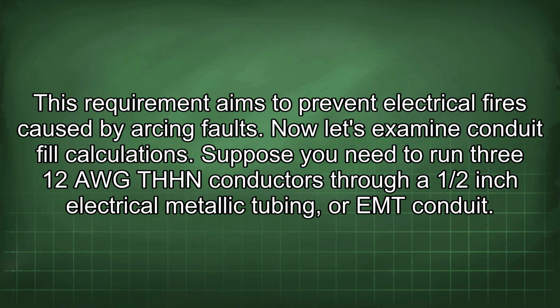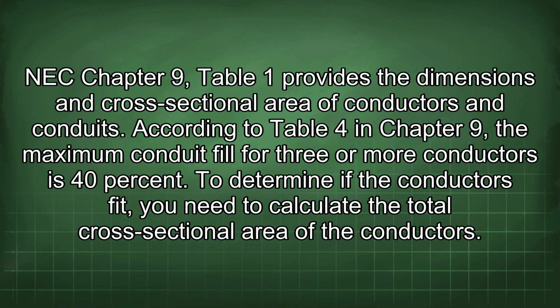Now let's examine conduit fill calculations. Suppose you need to run 3 12 AWG THHN conductors through a 1/2 inch electrical metallic tubing, or EMT conduit. NEC Chapter 9 Table 1 provides the dimensions and cross-sectional area of conductors and conduits. According to Table 4 in Chapter 9, the maximum conduit fill for 3 or more conductors is 40%.